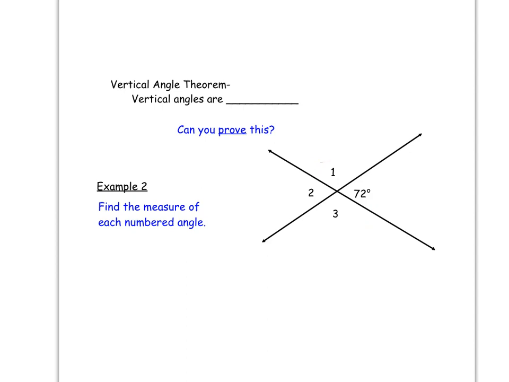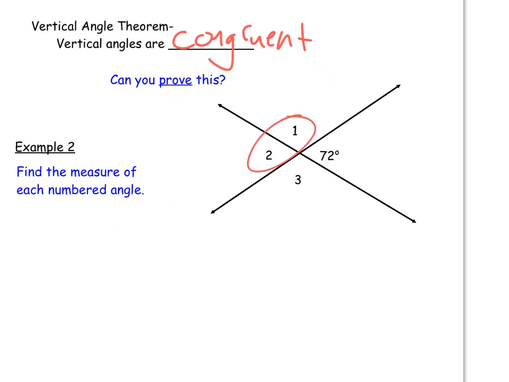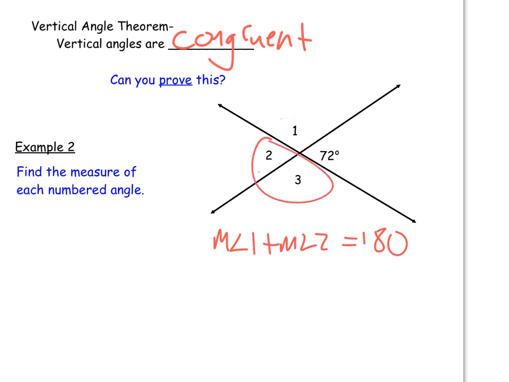So remember, the word is congruent. Congruent means the same measure, all right? And we're going to prove that to ourselves real quickly. We can say, well, these two angles have to add to 180, and this is how we write that: measure of angle 1 plus the measure of angle 2 add to 180. And then these two angles have to add to 180 because they're a linear pair. So we'll write that out: measure of angle 2 plus measure of angle 3 has to be 180.